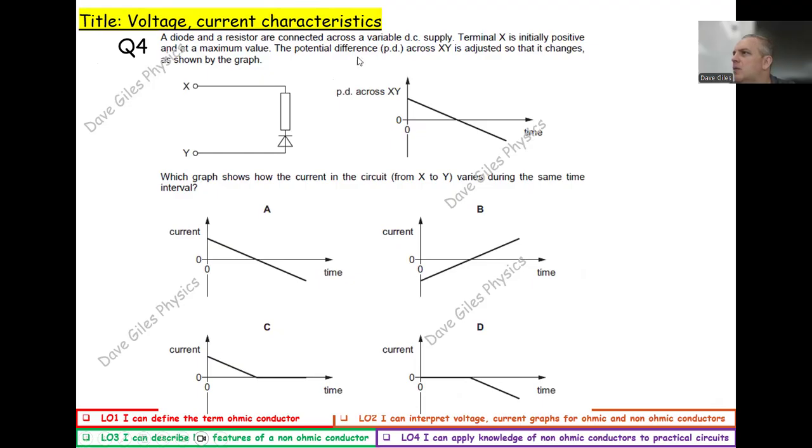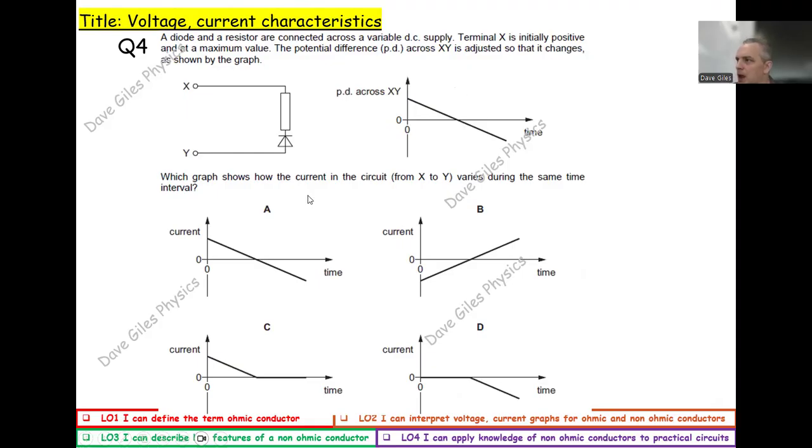Okay, so you can see here between X and Y, it starts with this end positive, and then it changes so the other end is positive after a while. So positive potential difference, and then this end, and then negative potential difference.